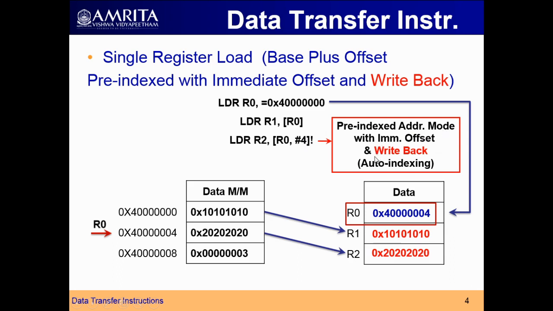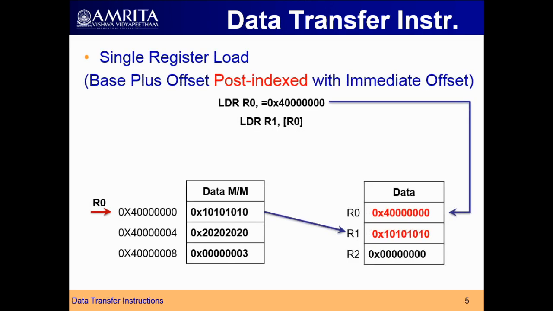And one more thing is that the write back operation was also done. Write back is also known as auto indexing. So this addressing mode comes under base plus offset pre-indexed addressing mode with an immediate offset and write back. Here the write back is very important, since you are adding this exclamation mark.